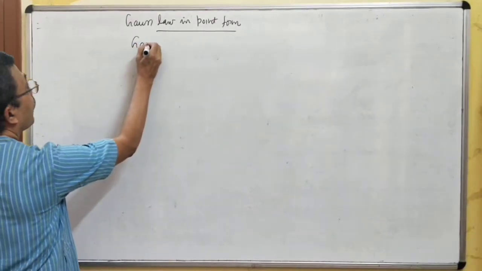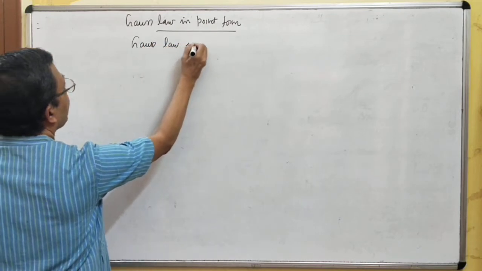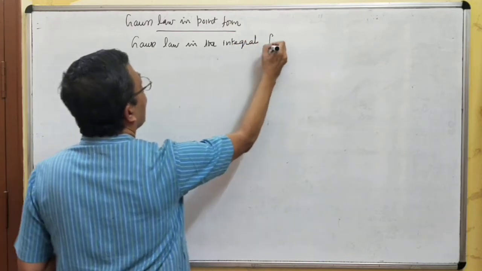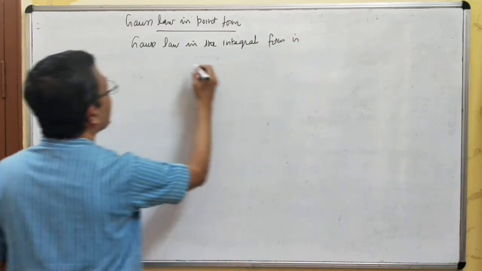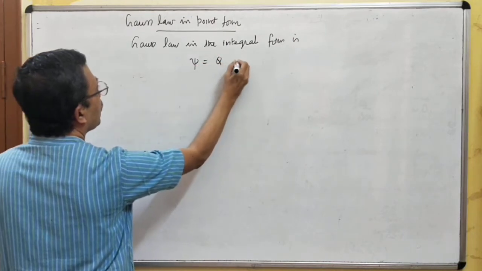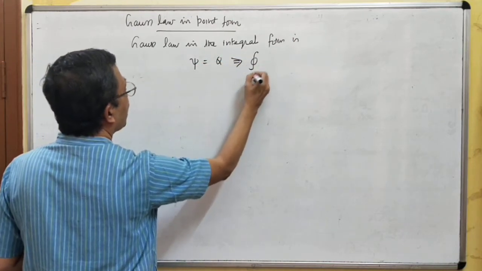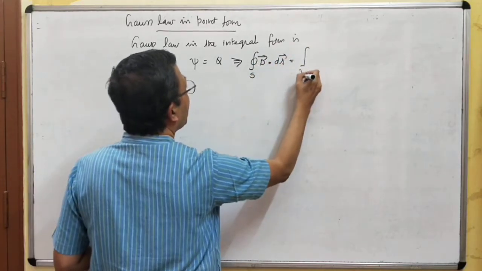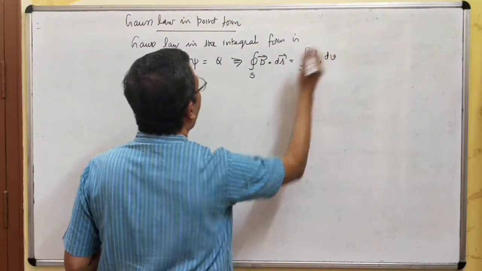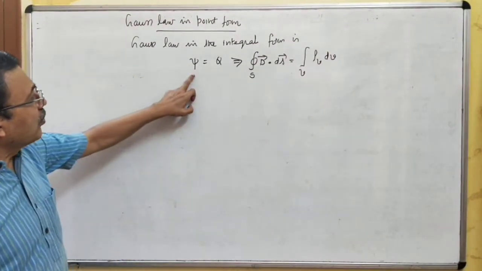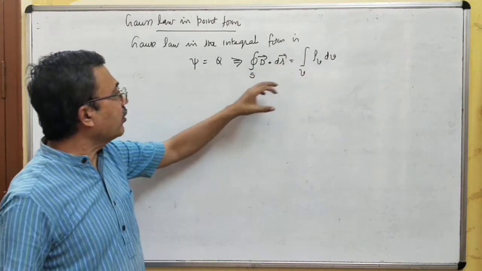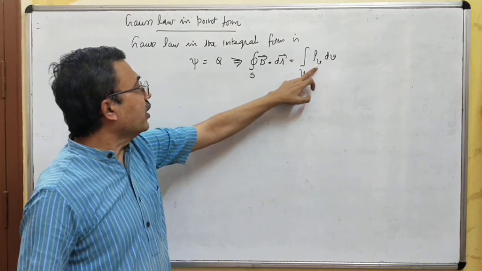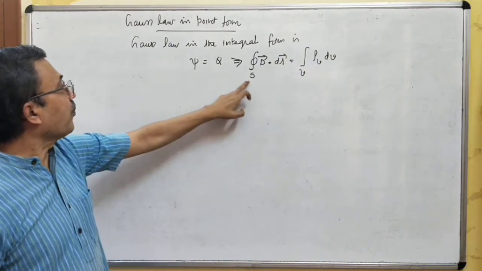Gauss law in the integral form is psi is equal to q. This implies closed surface integral vector D dot dS is equal to volume integral of rho v dv. So psi is closed surface integral of vector D dot dS. S is some closed surface. Rho v is the volume charge density inside the volume bounded by the closed surface.